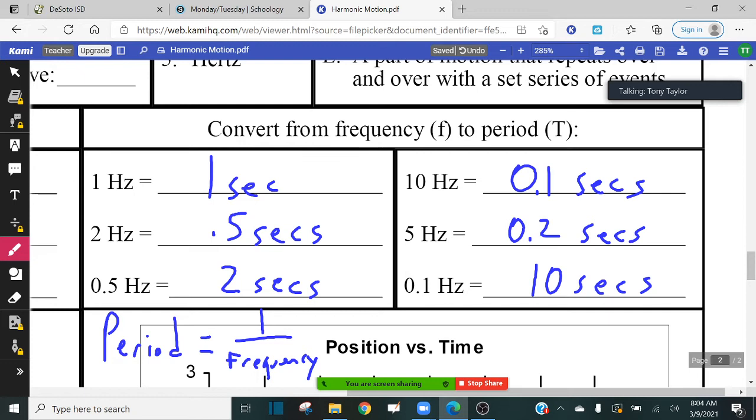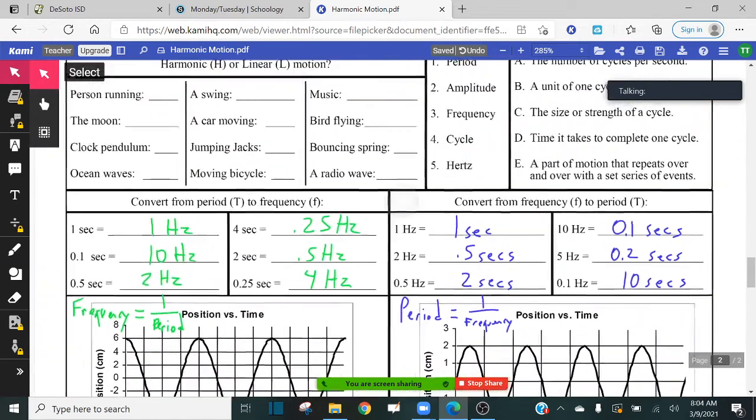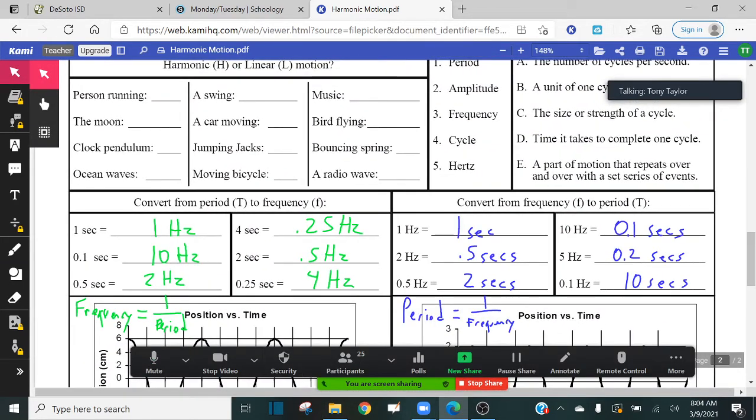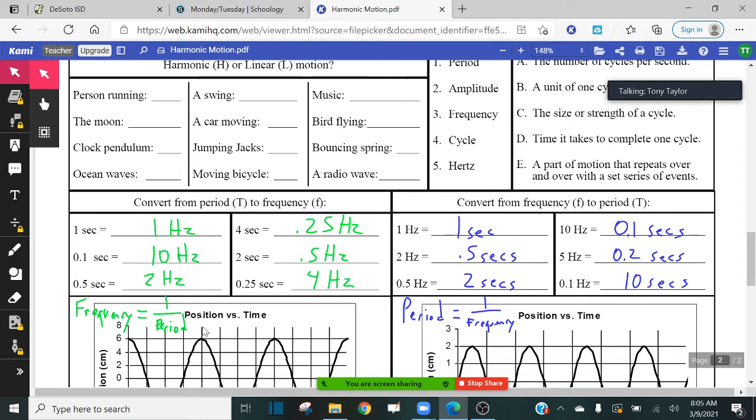That's how you calculate period. If you know frequency in hertz, you can easily calculate period by doing 1 divided by the frequency. So everybody got that? Frequency is equal to 1 divided by period. Period is equal to 1 divided by frequency. Those two terms, they're reciprocals of each other.